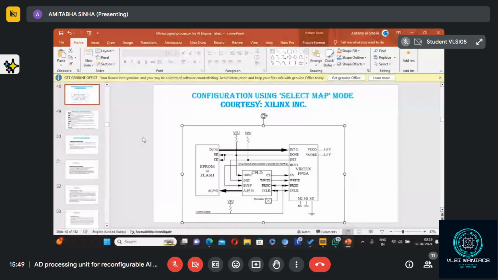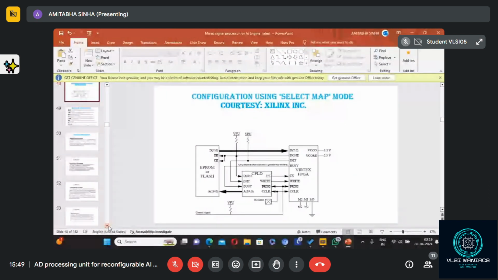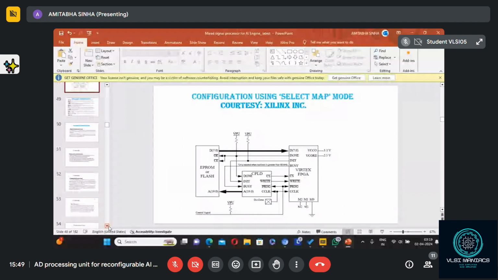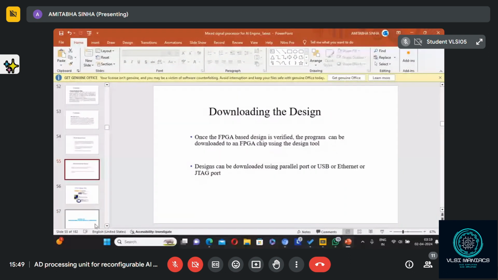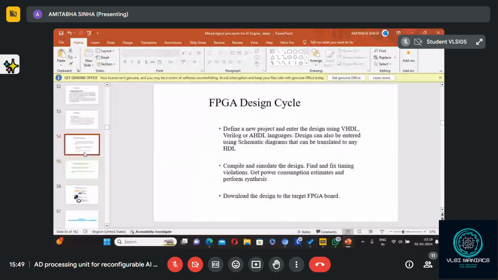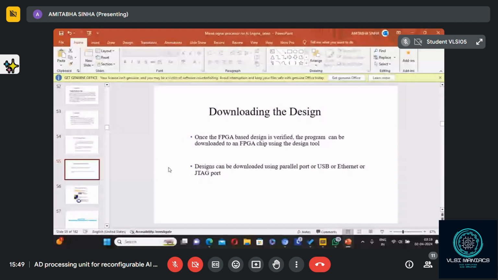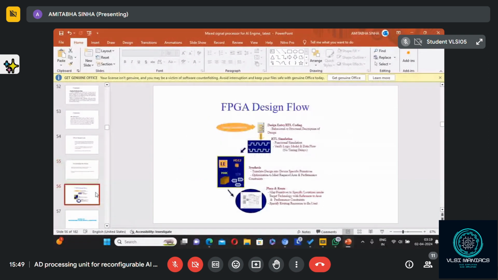So this is the thing. Download the design, and once the FPGA based design is verified, the program can be downloaded onto the FPGA chip. I've already told that. Design can be downloaded using parallel port, USB or Ethernet or JTAG port if the board is connected to any CPU. So these are the design flow.